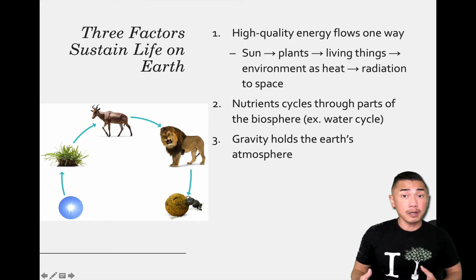Think of the water cycle. Water in the ocean evaporates and condenses in the air and comes back to the ground as precipitation. The third thing is gravity. Gravity pulls molecules of air down and holds the Earth's atmosphere in place.